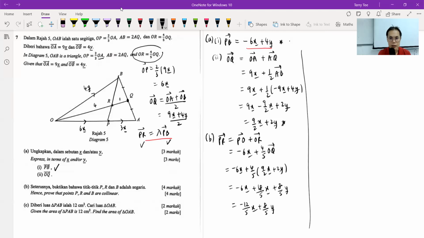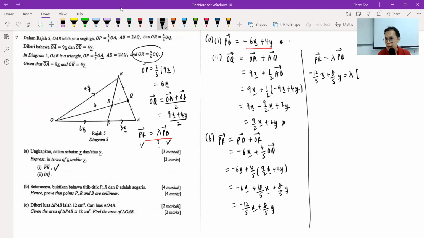I know my PB. I want to find lambda. I need to show that they are collinear. So we say PR equals lambda PB. My PR is negative 12 over 5 x plus 8 over 5 y. My PB, I know, is negative 6x plus 4y.